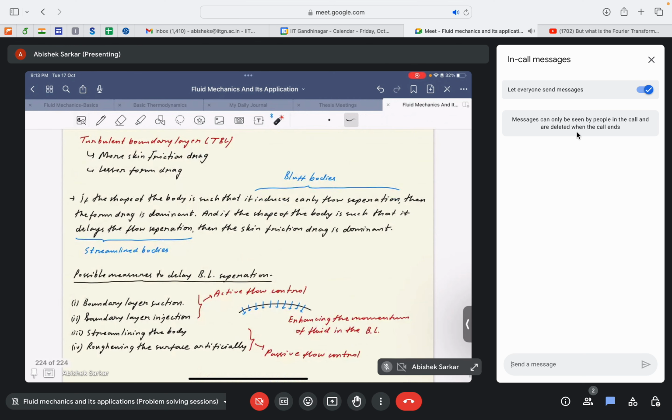And then finally, let's just go to the statement so that it is quite perfectly clear: if the shape of a body is such that it induces early flow separation, then the form drag is dominant. And if the shape of the body is such that it delays the flow separation, then the skin friction drag is dominant. Okay, so now you tell me, it's just an exercise question, you can answer it or you can just think about it.